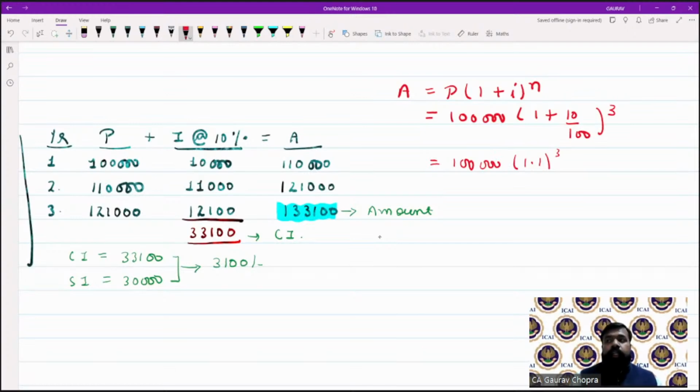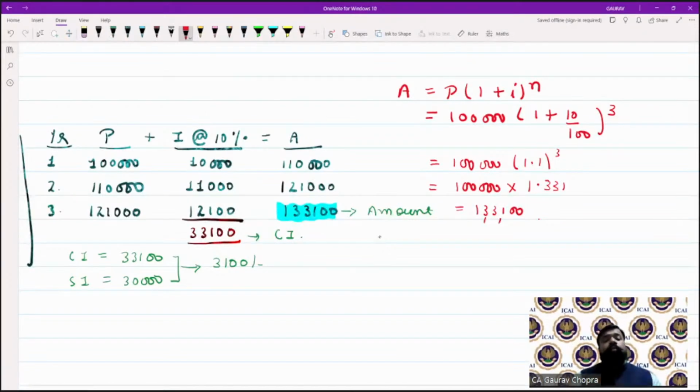Now you can calculate this on your calculator. So 1 lakh multiplied by 1.1 to the power of 3, which is 1.331, and finally you get 1,33,100. So this is the final amount. In this way, we can easily calculate.